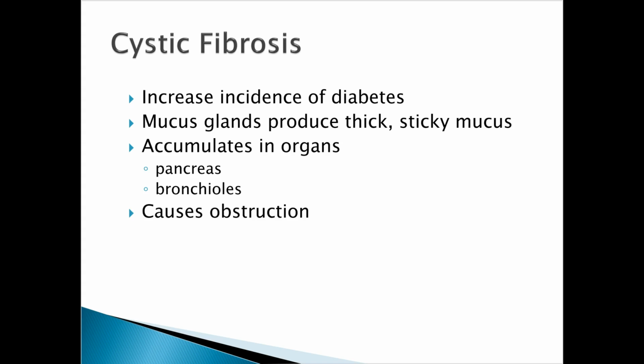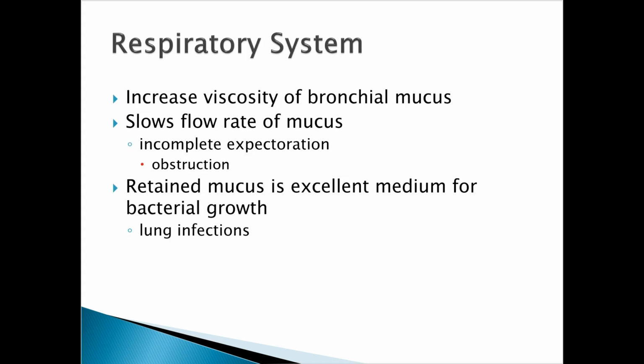Unfortunately, most of them will develop diabetes at some point in their life. Their mucus glands produce thick and sticky mucus, which accumulates in the organs, typically in the pancreas and the bronchioles. And the pancreas is also not going to produce the enzymes like it normally does, and all of that sticky mucus can cause obstruction. In the respiratory system, there's an increased viscosity of the bronchial mucus, so it's very thick, and it slows the flow rate of the mucus, and so they can't expirate it.